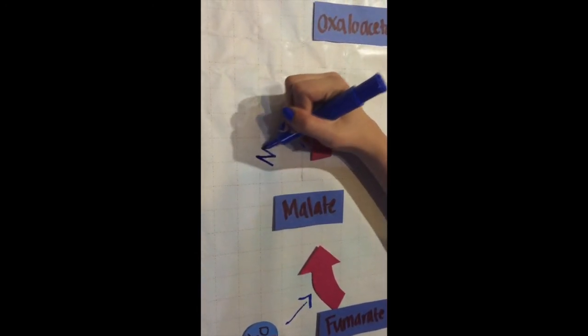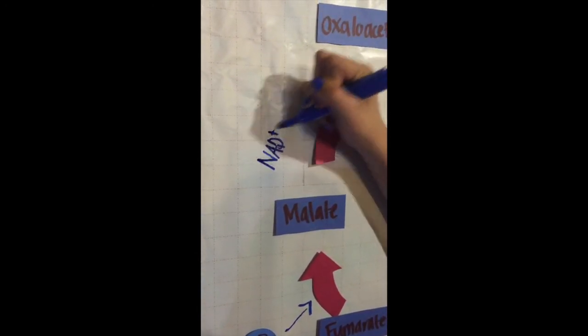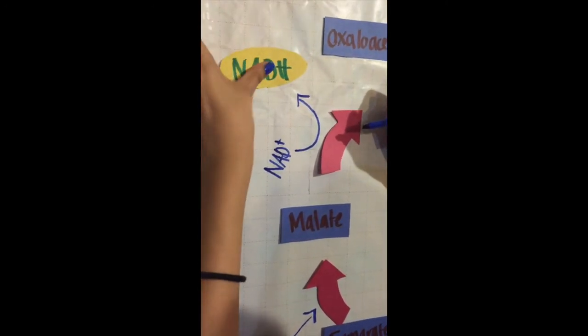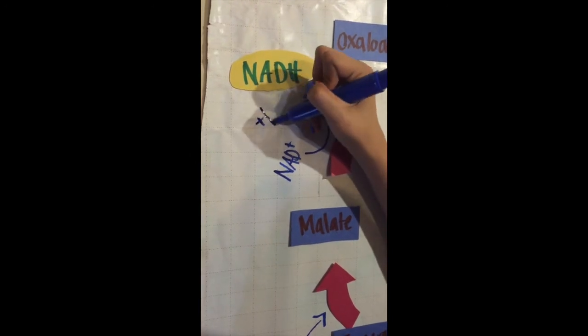In the last step of the citric acid cycle, the substrate is oxidized, reducing NAD+ to NADH and regenerating oxaloacetate.